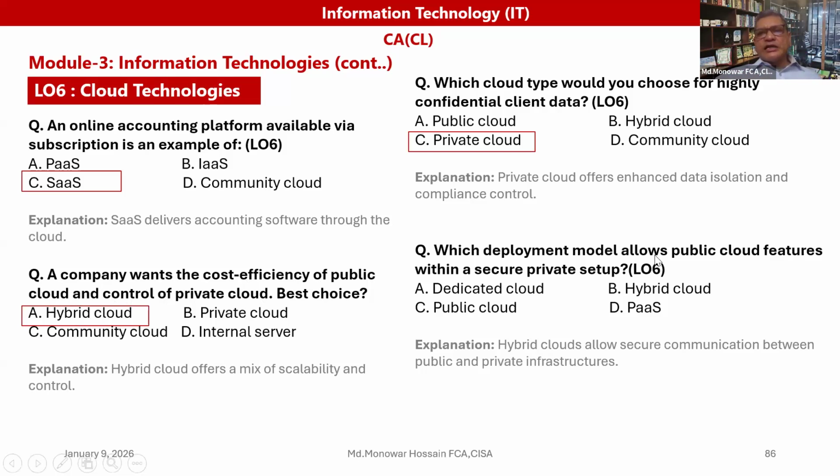Which deployment model allows public cloud features within a secure private setup? We know hybrid cloud, because hybrid cloud allows secure communication between public and private infrastructure. Answer B.